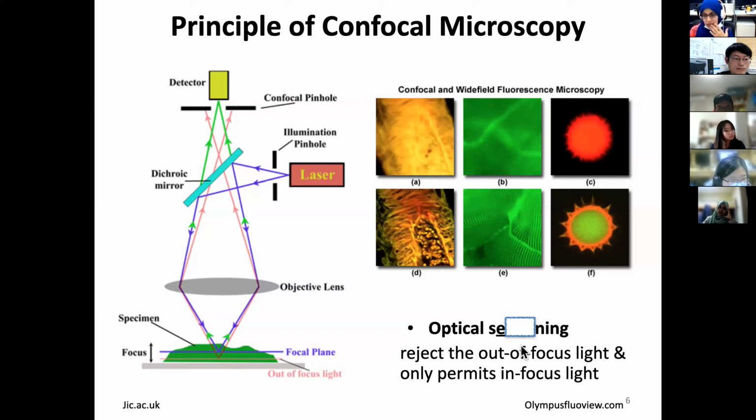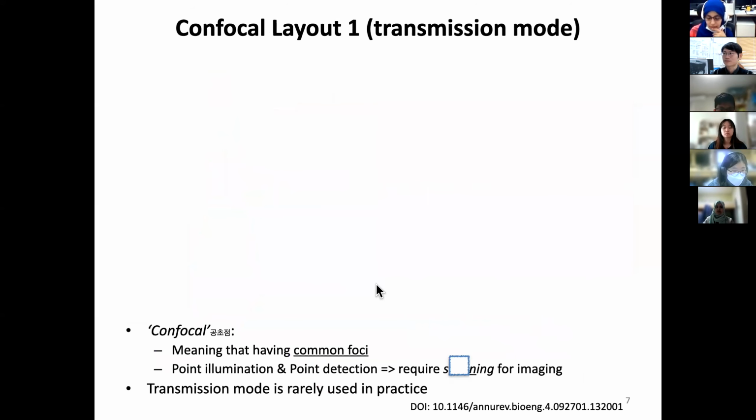Optical sectioning. Great. Yes, because you are sectioning not with a knife, but just by optical means. So we name this kind of discrimination, done by a trick of light only, optical sectioning. As I said, let's get into the brain of Marvin Minsky and see how he developed his confocal microscopy.